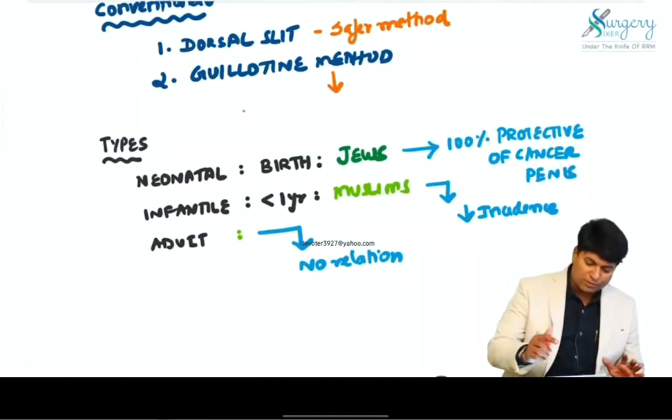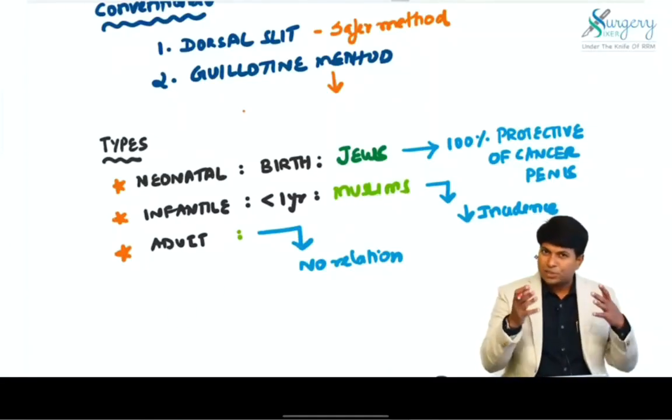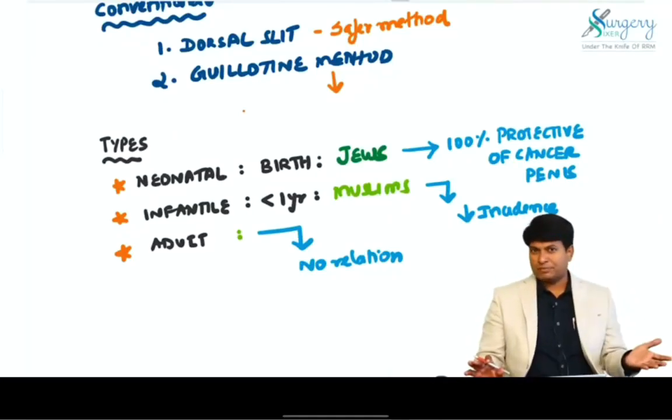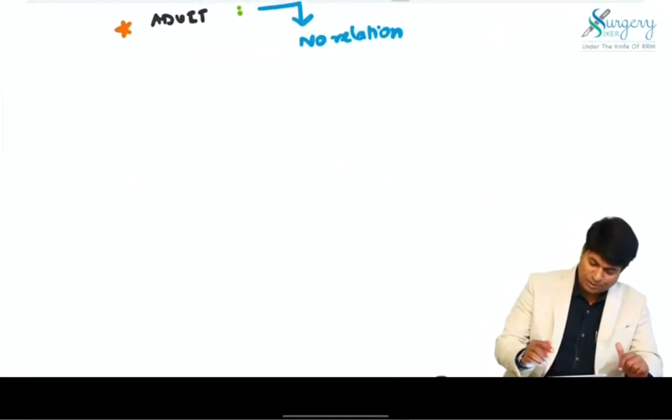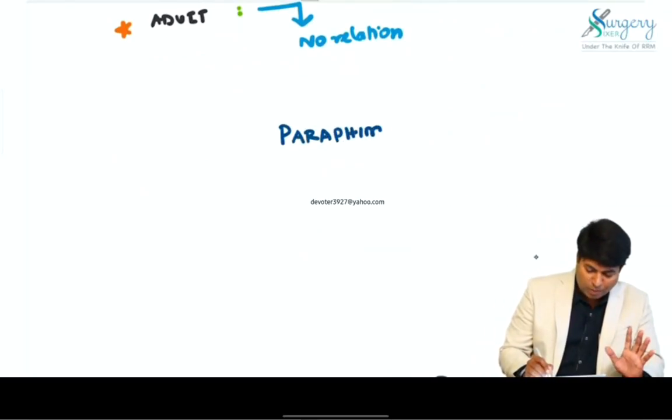So what are the uses of circumcision? In neonatal circumcision, 100% protected. Infantile circumcision, Muslims have decreased incidence of cancer penis. Knowing all this, even if you go and do circumcision tomorrow, it is not going to be of any use for cancer purpose. Okay, please remember this. Now coming to paraphimosis. So please don't forget the device. I will show you the plastibal or Hollister device in images.